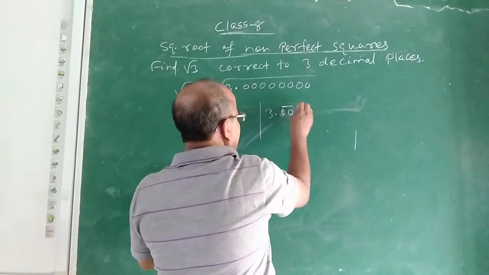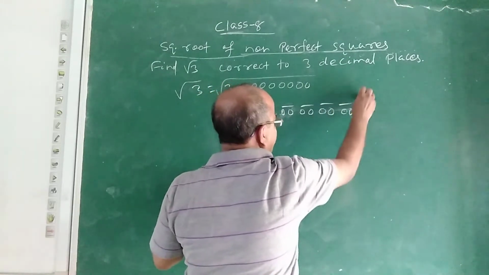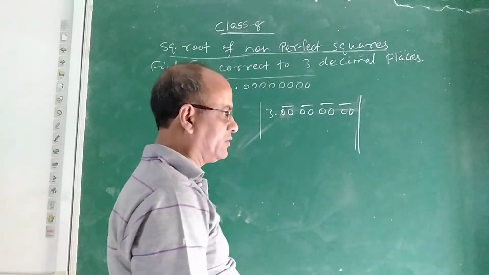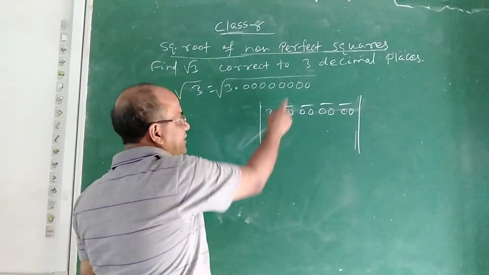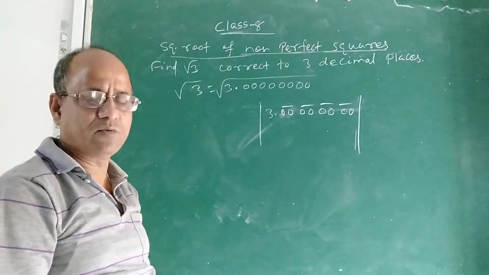0, 0, 0, 0, 0, 0, 0, 0. You see, now there are 8 zeros after the decimal point. Okay, I have to take 8 zeros because I have to find the square root correct up to 3 decimal places. What will I do now?